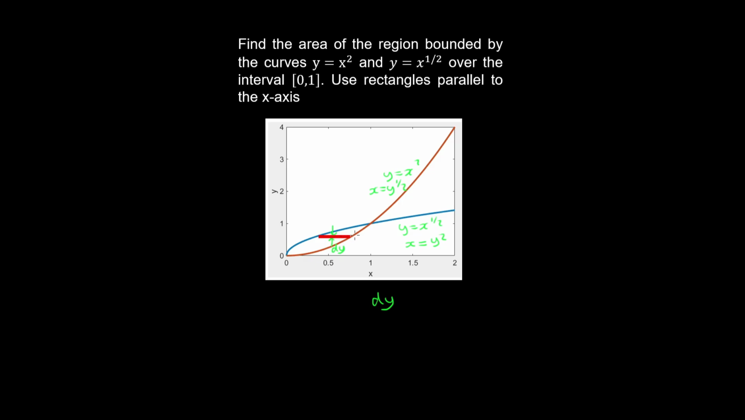And the parabolic curve lies to the right of the square root curve, so we use y to the 1/2, and then subtract y squared to obtain the length of that rectangle. And multiplying by dy gives the area of that rectangle. And we integrate from y equals 0 to y equals 1. So this basically sums up the areas of those infinitesimally thin rectangles to give the area of the region. And you can easily evaluate this integral and compare your result with the previous video, where we used the vertical rectangles instead.